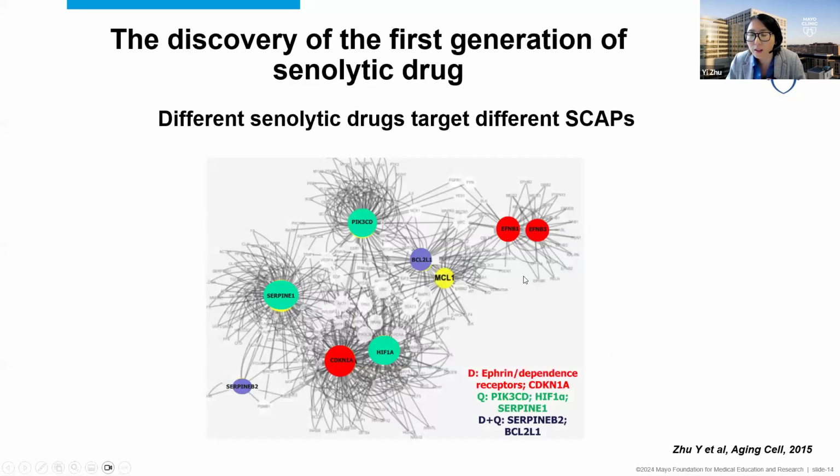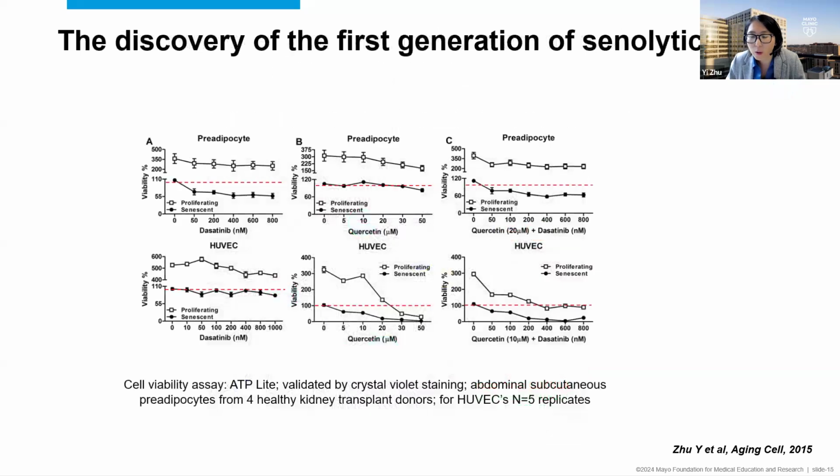After screening more than 50 compounds, we identified dasatinib, which inhibits PI3K delta, and quercetin, which inhibits PI3K delta and others, and they both can be senolytics. As you can see here, we first set out to test the in vitro cell survival assay. We found that dasatinib can selectively kill senescent pre-adipocytes, but not HUVECs.